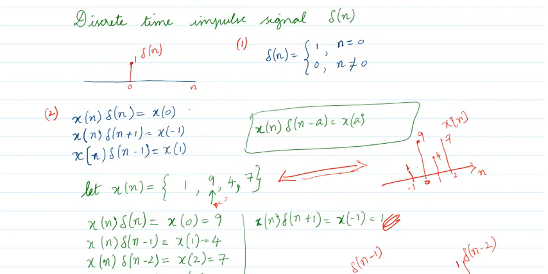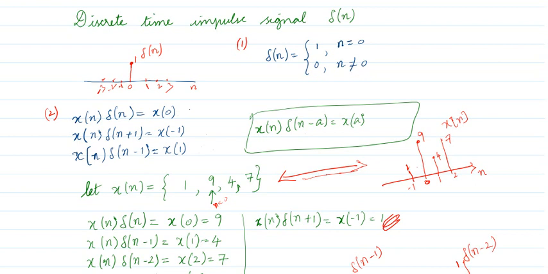Next we move into the discrete time impulse signal. That is a discrete time domain. It is represented by this: only at time 0 it is 1. For all the negative times, like minus 1, minus 2, minus 3, and all the positive times, 1, 2, 3, it is 0. Only at time 0 it is 1. So delta of n is equal to 1 for n equal to 0. Delta of n is equal to 0 for n not equal to 0.